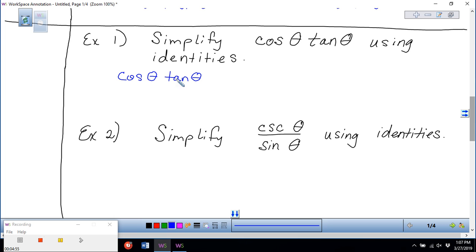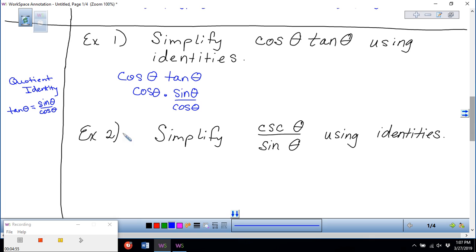So on example number 1, I'm going to use a quotient identity, specifically the tangent quotient identity, which says that tangent of theta is equal to sine theta over cosine theta. So I'm going to replace the tangent with sine theta over cosine theta.